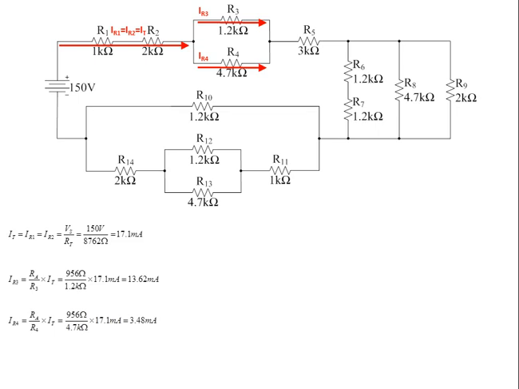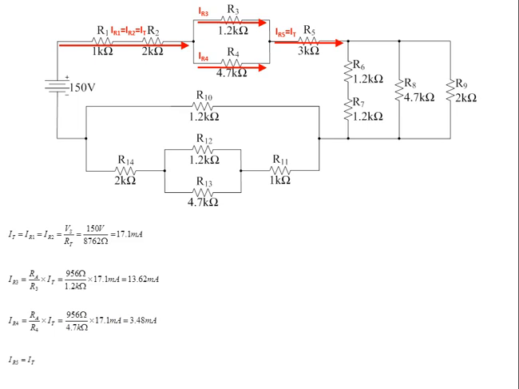So the current going through IR3 and IR4 will join up together again to become I total, which will flow through R5. So we can see that IR5 equals I total, which equals 17.1 milliamps. This current now is going to flow into another parallel section where it will split up into 3 different branches.